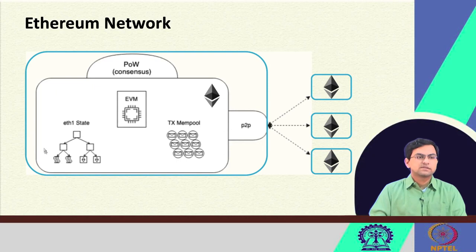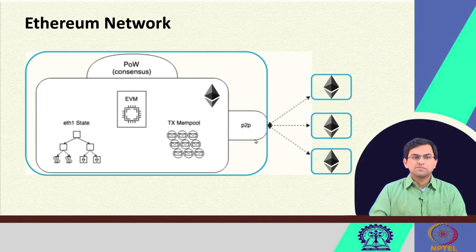So, this proof of work consensus module is responsible for consensus, and there are some other components, namely the Ethereum state, which basically maintains the state of the ledger. Then there is the EVM, which is the Ethereum virtual machine, responsible for executing the smart contracts which will be deployed in the Ethereum network. Apart from that, there is the transaction pool, which is also called the TX mem pool, which is a pool of transactions that are cached within the memory of the Ethereum client, and which is used for validating them and executing more transactions on top of the updated ledger.